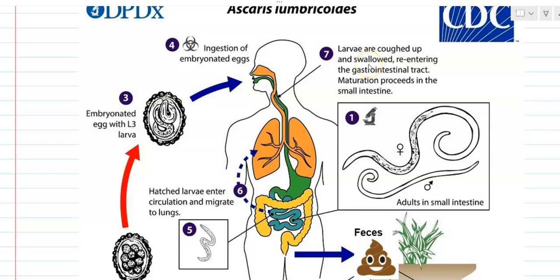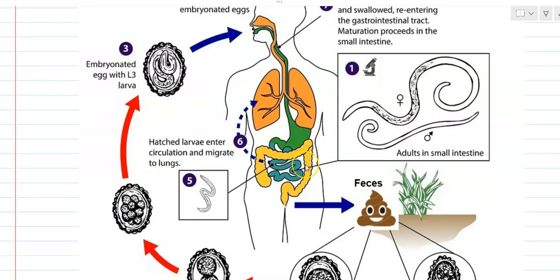coughed up and they can be further swallowed and re-enter into the gastrointestinal tract where this particular larva matures and forms into fully grown roundworms which are present in the small intestine. So these roundworms will again lay the eggs. Those eggs will reach the fecal content and from the feces, the whole cycle will continue.